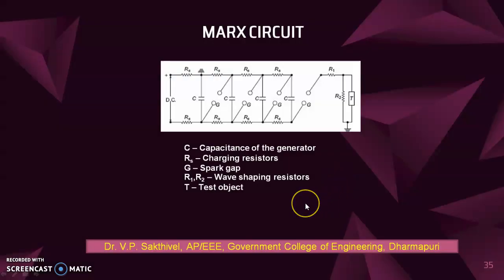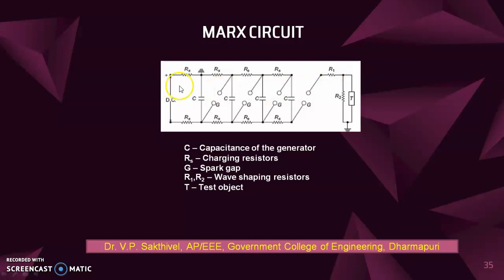Here you see the voltage source. Then RS is the charging resistor which controls the charging of capacitance C1. After that you have the spark gap and all. Then here R1 and R2 are the wave shaping circuits. Then finally the test object. As we discussed before, R1 and R2 control the front and tail portion of the wave.